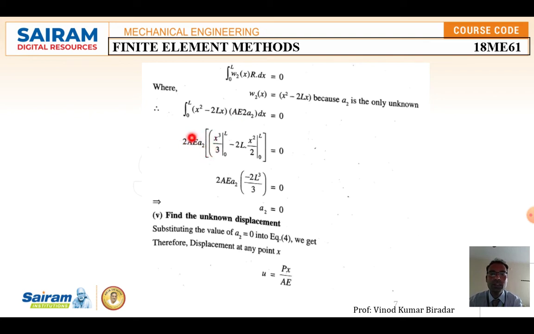So integrating this, you get x square means x cube by 3 from 0 to l, minus 2l times integration of x square by 2 from 0 to l, whole bracket. Substitute the upper limit l and the lower limit 0 in this equation. So you are going to get 2ae a2 times (minus 2l cube) whole divided by 3, which is equal to 0. Again, simplify this equation, so you are going to get a2 is equal to 0. Moving terms across the equation, the 3 goes to the other side.